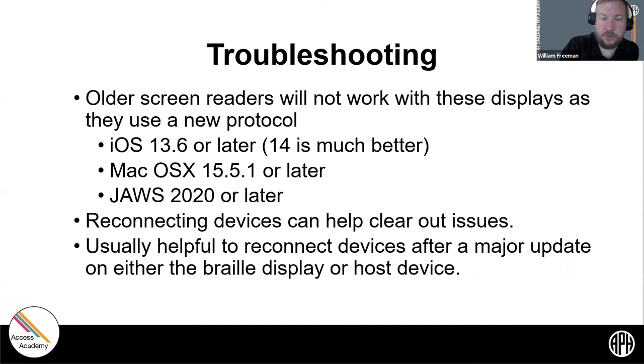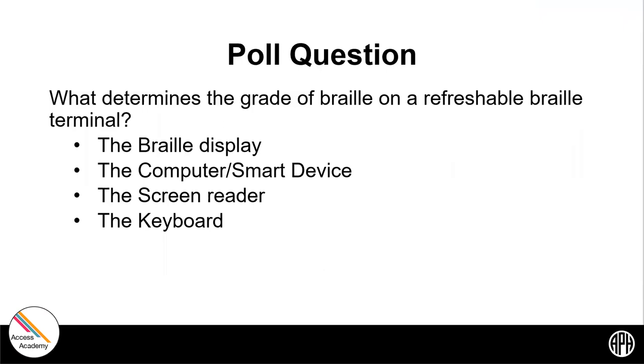So now we will go to our last poll question. All right. And so our question here is, what determines the grade of Braille on a refreshable Braille terminal? So when you're reading, what's going to determine what type of Braille you're reading? Is it the display, the computer slash smart device, the screen reader, or the keyboard? What's going to determine the grade of Braille that's on your refreshable Braille terminal? The display, the computer slash smart device, the screen reader itself, or the keyboard?